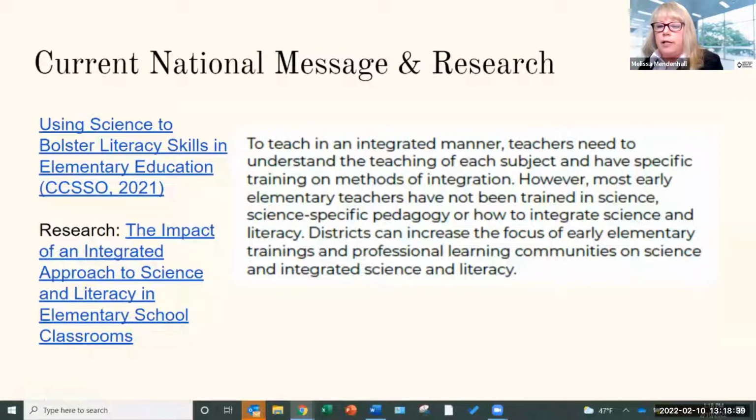They also say that to teach in an integrated manner, teachers need to understand the teaching of each subject and have specific training on methods of integration, hence what this meeting is going to be about today. However, most early elementary teachers have not been trained in science, science-specific pedagogy, or how to integrate science and literacy. Districts can increase the focus of early elementary trainings and professional learning communities in science and integrated science and literacy. That's you, my friends. You can make a difference. You are a big piece of the puzzle. So our focus today is really on supporting you, giving you ideas. What can I do to take back to help educators make these shifts?